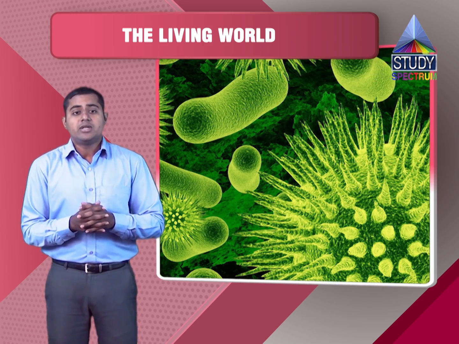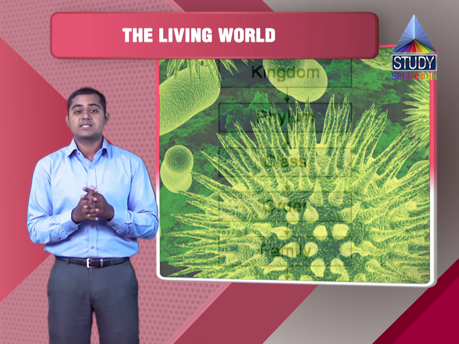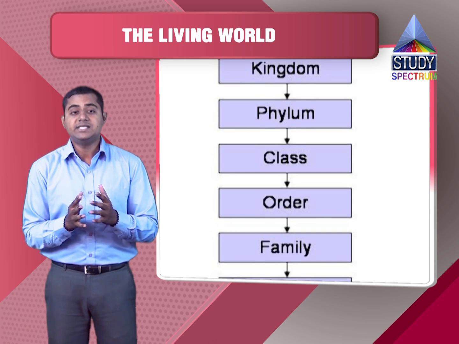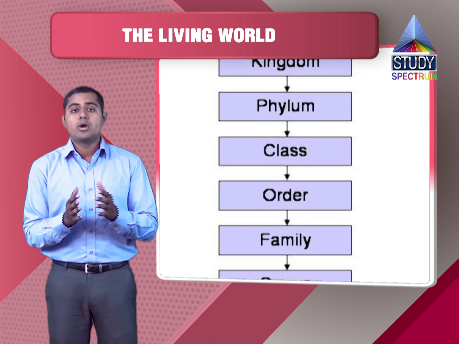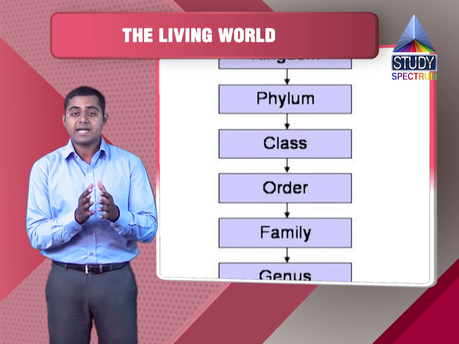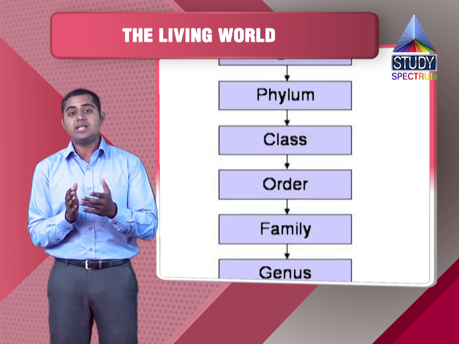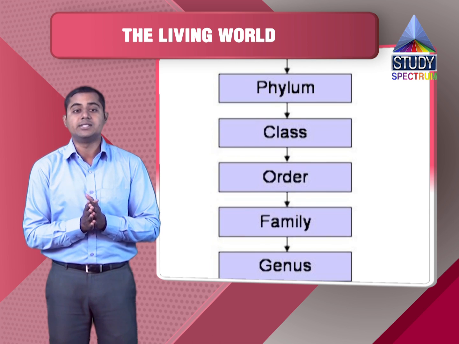Next question, define and understand the following terms: phylum, class, family, order and genus. Phylum is a group of different classes which exhibit similar characteristics, and it falls at the second number in the descending order of 7 taxonomical categories.